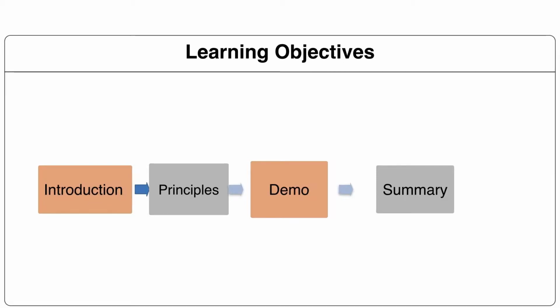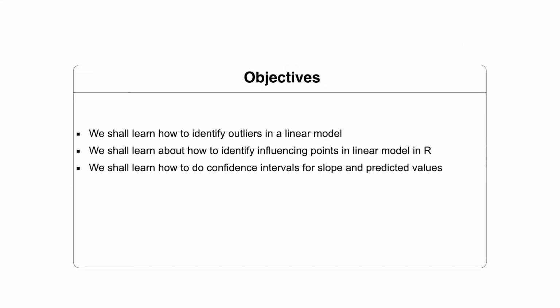So, the objectives of this particular module are as follows. We shall learn, first of all, how to identify outliers in a linear model. Remember that throughout this course, we are talking about a continuous outcome variable, and either continuous or categorical explanatory variables, in isolation or in combination. And in this, you will have outliers, and therefore when we set up linear models, we need to identify the outliers that are present there.